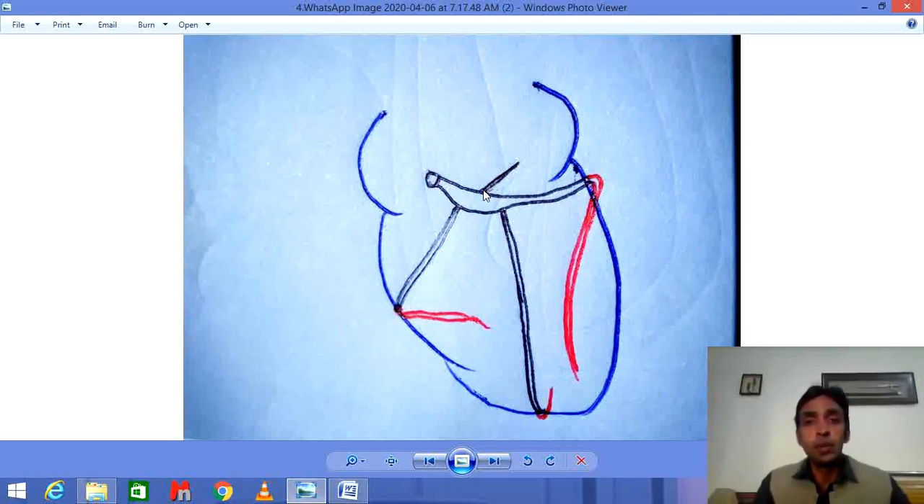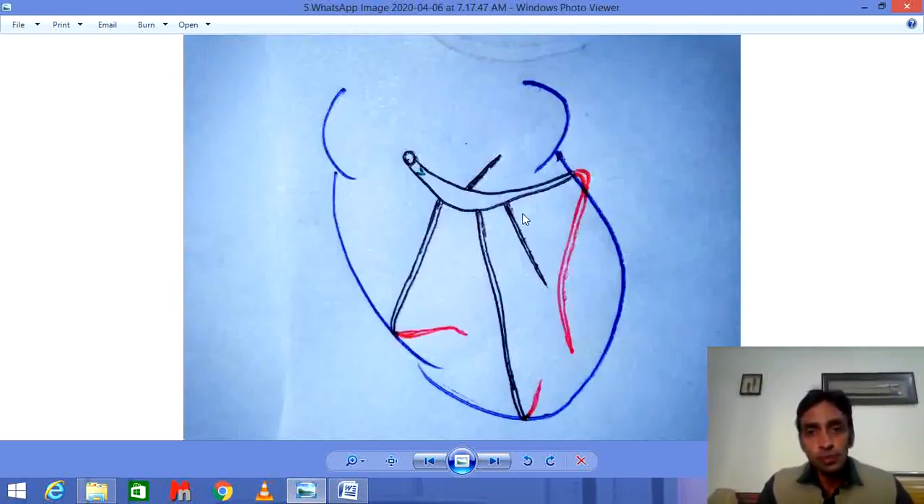So the oblique cardiac vein is responsible for the drainage of blood from the muscles of the left atrium of the heart to the coronary sinus. This was the oblique cardiac vein.